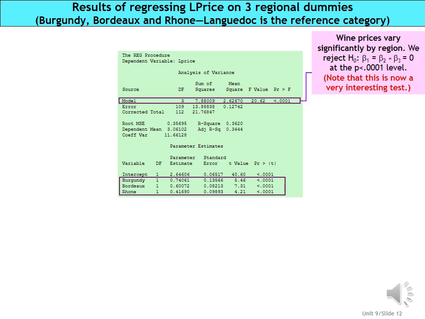So the model is statistically significant. Wine prices significantly vary by region. We rejected the null hypothesis. The null hypothesis was that the wine prices were equal across the Burgundy, Bordeaux, and Rhone. In the hypothesis, we are not talking about just Languedoc. The Languedoc is for the intercept, but it's going to be something different because it's the base reference level. So we are looking at whether all of them are different or not. Beta 0 is different or not.